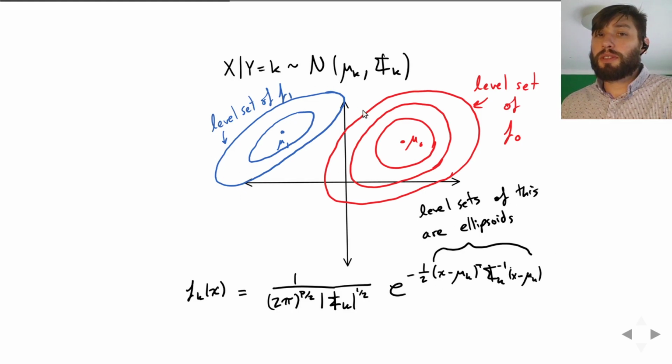So we have these ellipsoids, and as we go further away from this mu1, we get smaller and smaller density, and at some point these two meet, and that is what we think of as the boundary of our classifier, because we're going to ask when does one of these densities exceed the other by a certain amount.